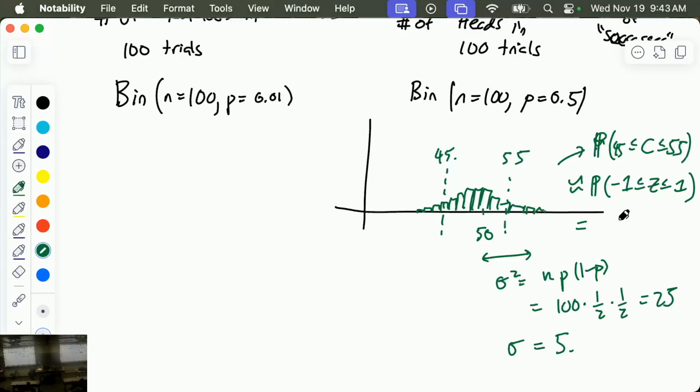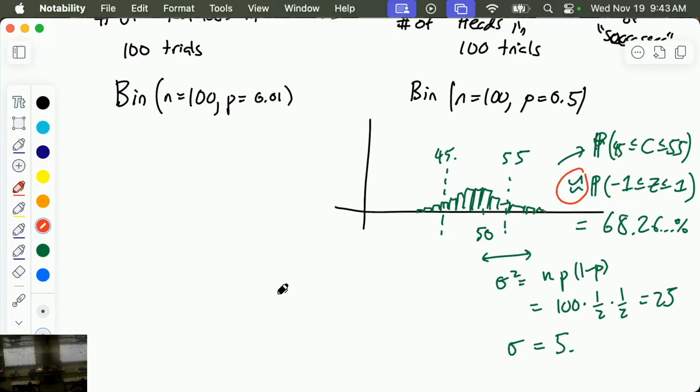68.26. See, the real ones have it memorized. 68.26. Yes, you see, I covered my butt by doing little squigglies. And the squigglies mean this is only approximately this. So this is not exactly this. It's approximately this. But this one really is 68.26%. That's one of those famous numbers on your thing.